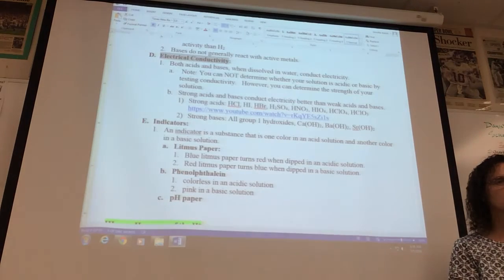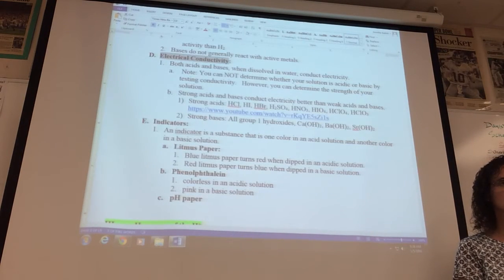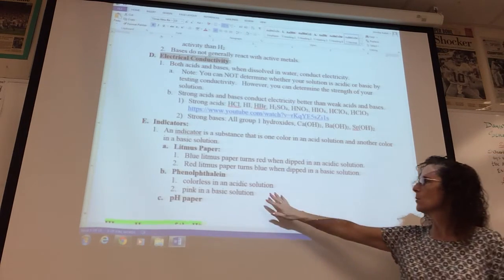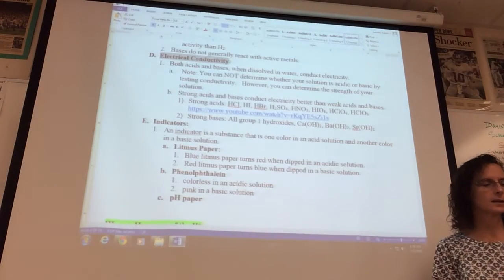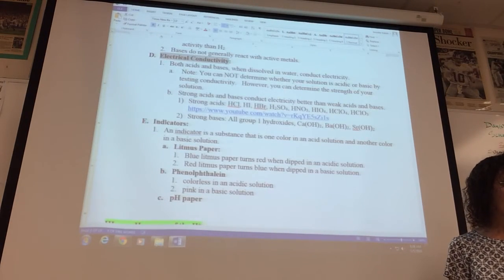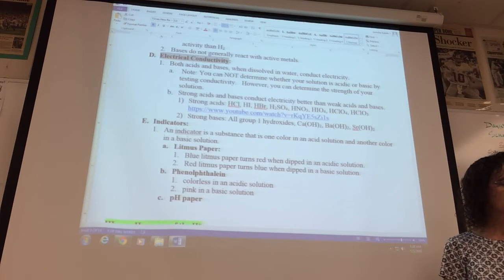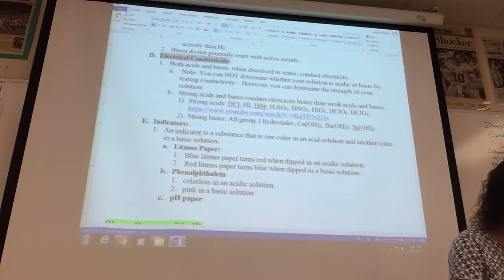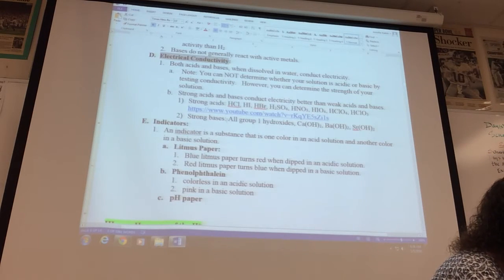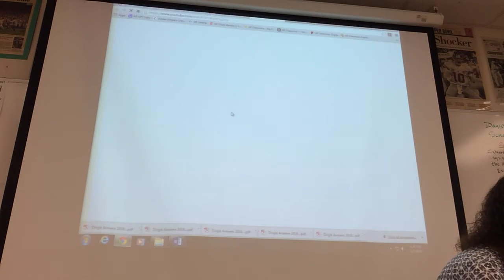pH paper is another type of indicator you can use to determine the pH of a substance. But we'll focus on phenolphthalein when we do that lab. I'll show you the little video now. It just shows you at the molecular level what's occurring and the difference between a strong acid and a strong base.